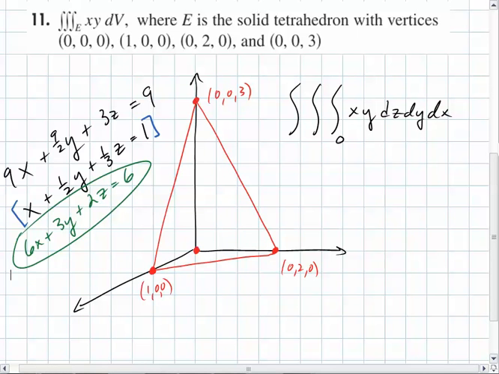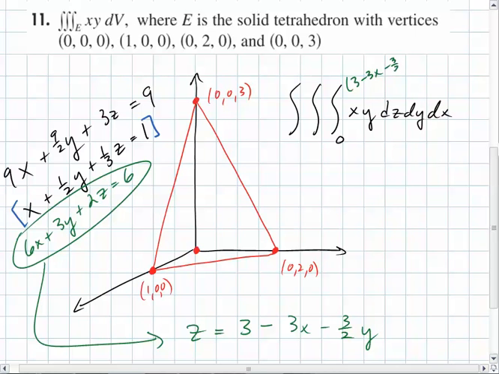Why did we need to determine that? What are we trying to isolate now? We want to isolate the z from this plane equation. So what do you end up with? z is equal to 3 minus 3x minus 3/2 y. So where does that go? In the limit. So we have 3 minus 3x minus 3/2 y. So we just found the limits for z.